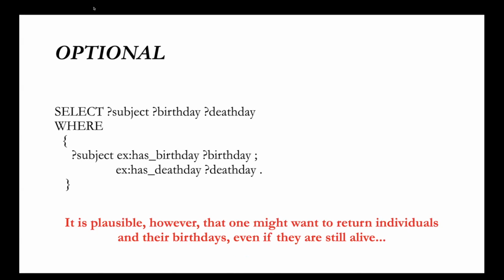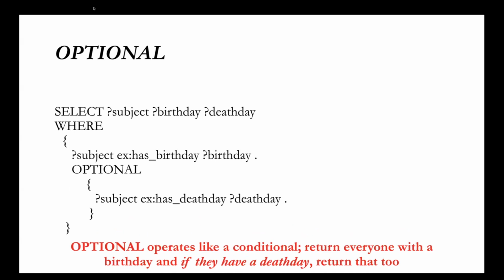It's plausible, though, you might want to return individuals and their birthdays even if they're still alive. Optional allows you to do that. Again, it's like an if this happens clause. It returns everyone with a birthday in this case. If they have a death day, return that too. Presumably, they all have birthdays. For Benjamin Button, I don't really know how the logic of that movie worked, but you see what I'm saying.